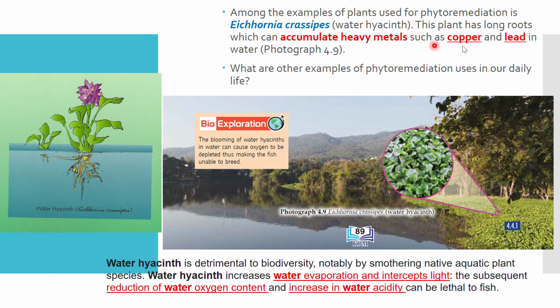All right, you get the concept. So all the pollutants and contaminants are attracted to the roots. Therefore this serves as an ability for the plant to absorb it, to accumulate it over here, and therefore able to remove these heavy metals from the water.